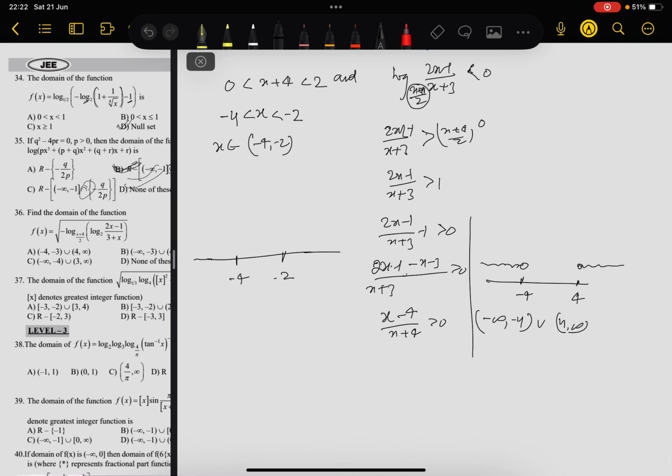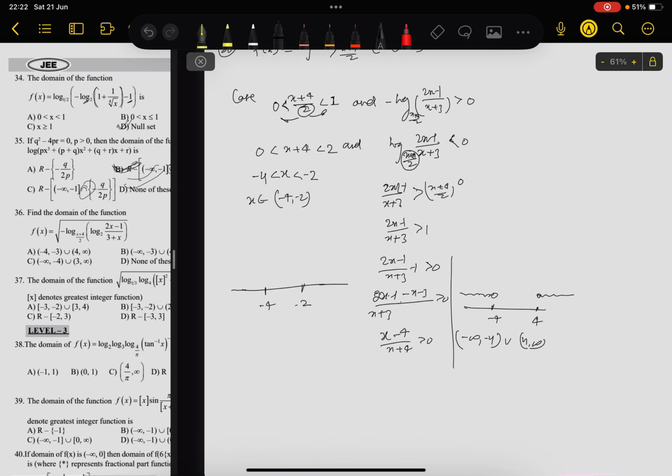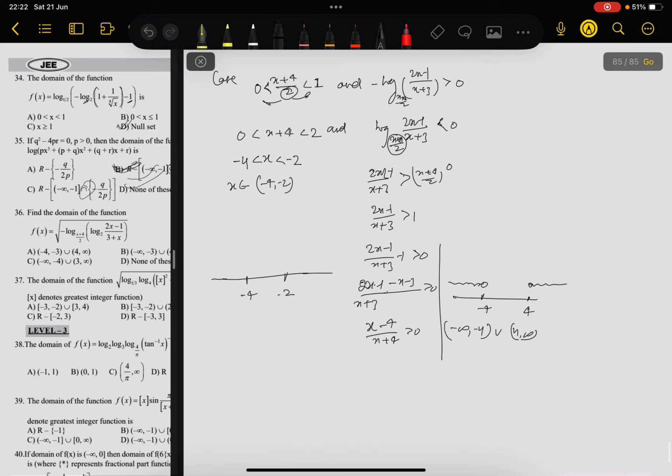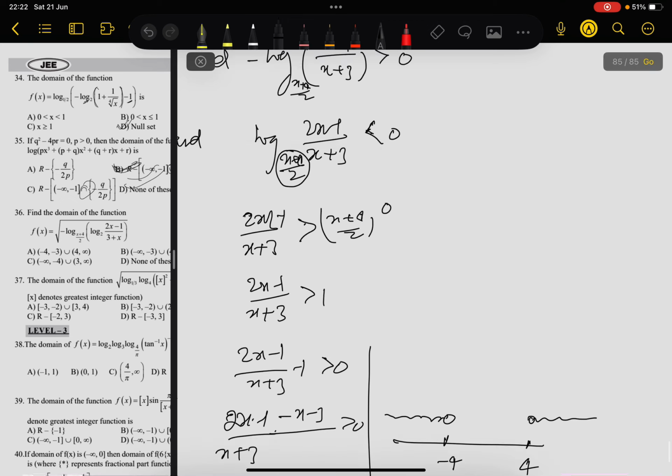And here, minus infinity to, this is case 1, we need to take the intersection, right? So let me check once again. We are getting here intersection as 5, this is also 5. Let me check once again.